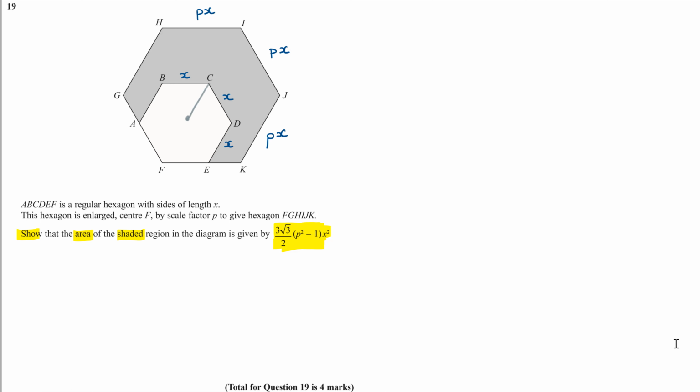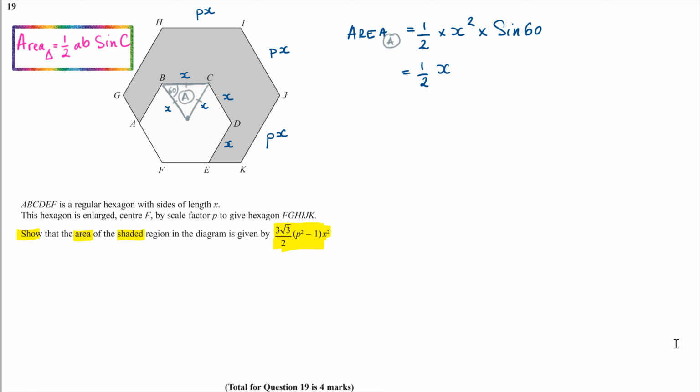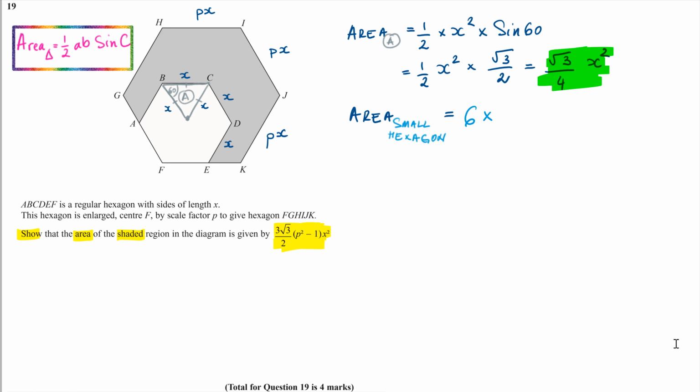Because this is a regular hexagon, the triangle labeled A, that is formed by BC and the center of the hexagon, is an equilateral triangle. So the area of this triangle is half times x squared sine 60, using the formula half ab sine C. Sine 60 is square root of 3 over 2, so this simplifies to square root of 3 over 4 x squared. The area of the small hexagon is 6 times the area of the triangle that we have just calculated. This is 3 square root of 3 over 2 x squared.